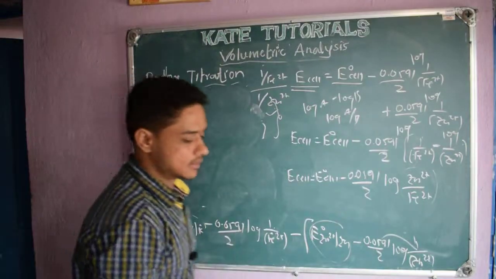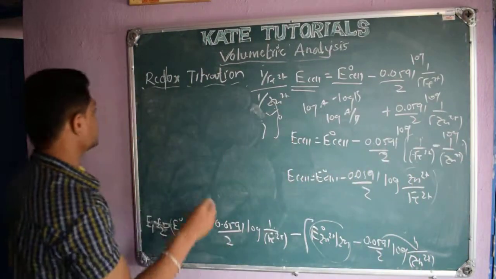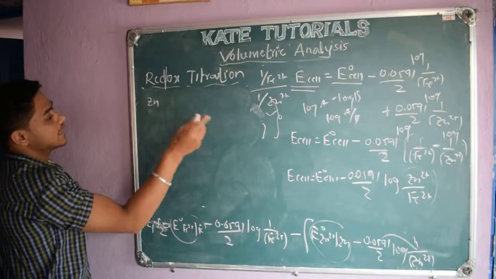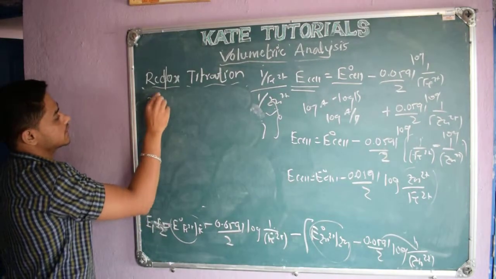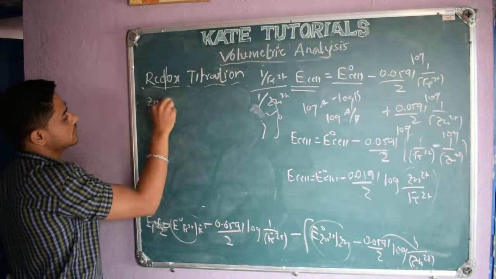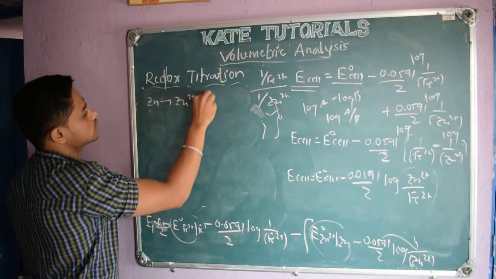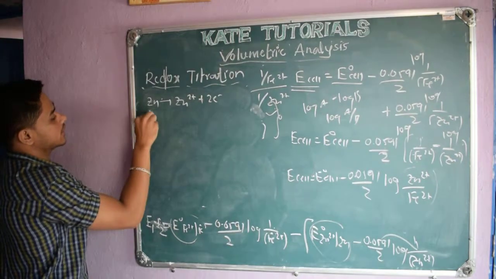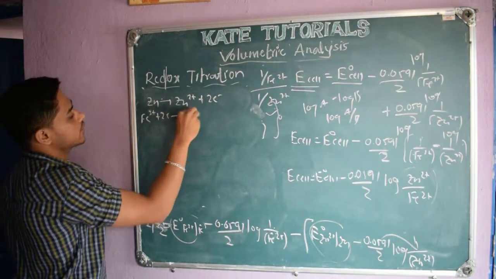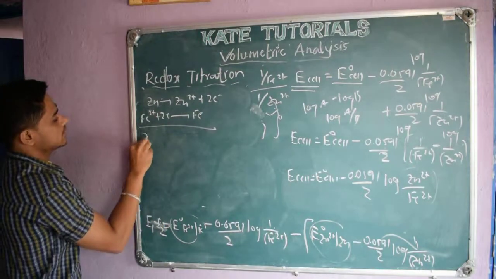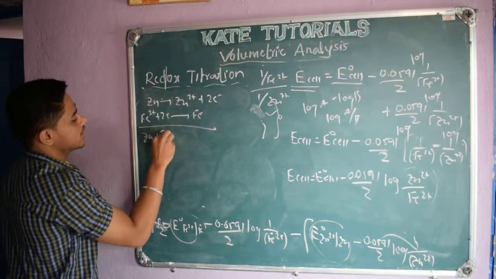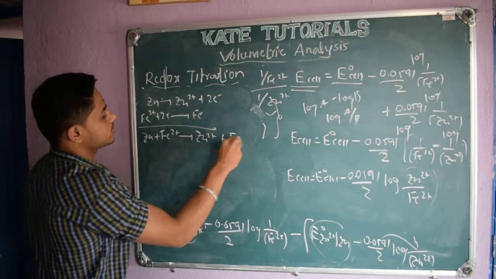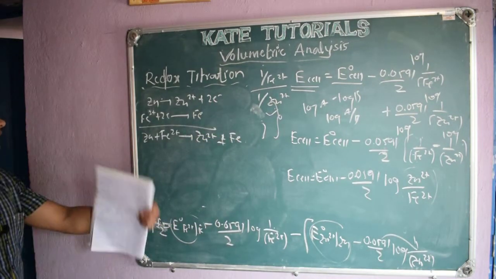That is simpler than this. What we do? We know zinc is undergoing oxidation, so write the half cell reaction for this: Zn gives Zn2+ plus 2 electrons. Iron is undergoing reduction, so write the reduction: Fe2+ plus 2 electrons gives Fe. So the cell reaction is Zn plus Fe2+ gives Zn2+ plus Fe. This is the cell reaction.